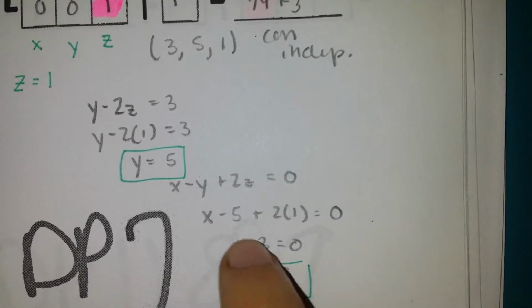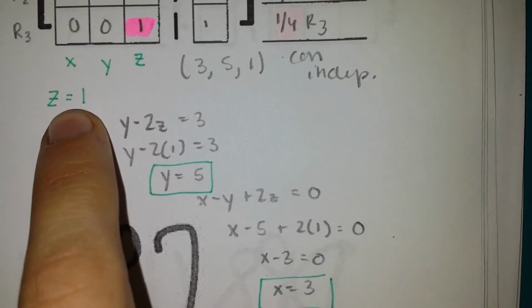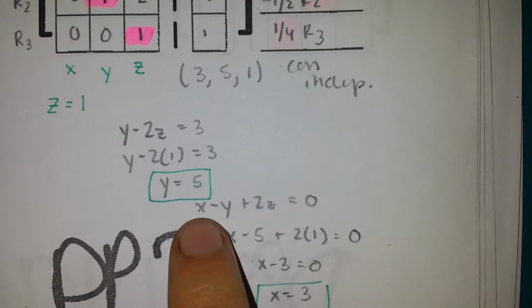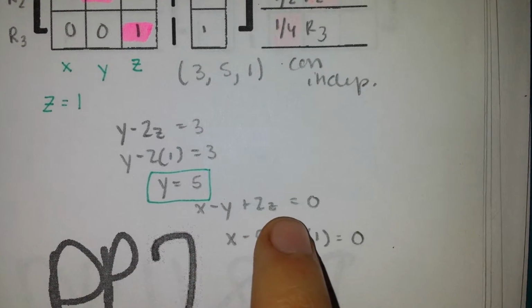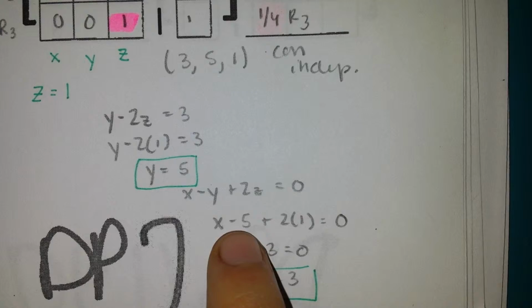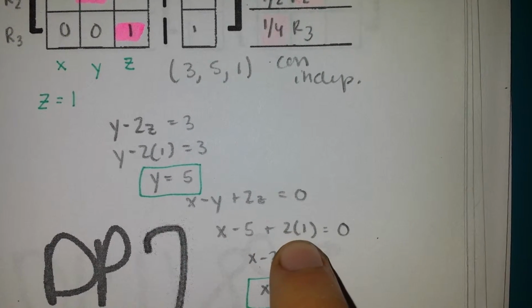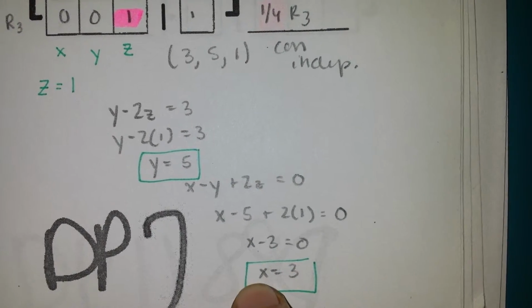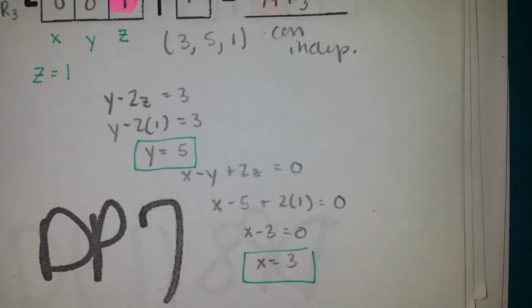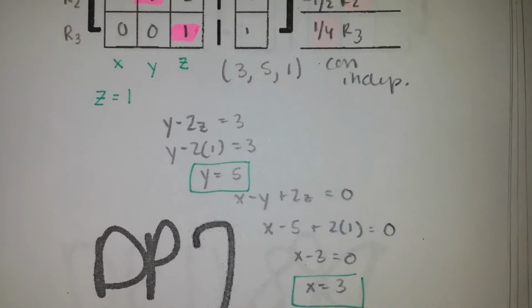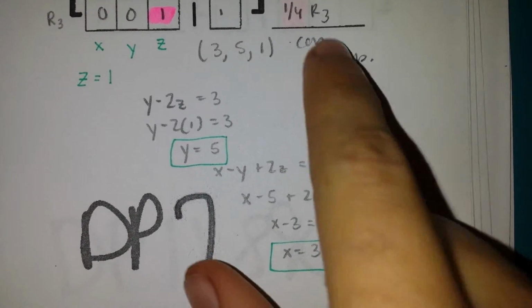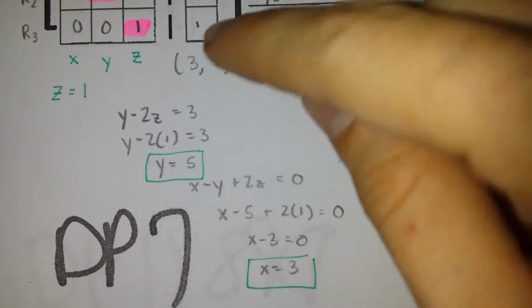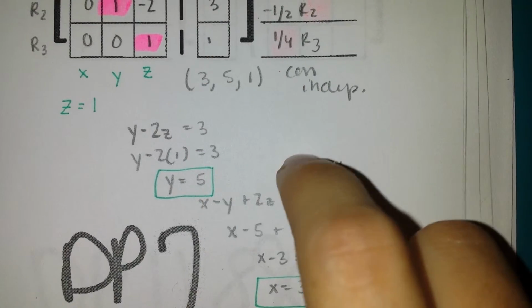And now we're going to find x. And now that we know y and z, we can plug them into the equation. So we got x minus y plus 2z equals 0. X minus 5 plus 2 times 1 equals 0. X minus 3 equals 0. Add 3 to both sides, and x equals 3. And now we have to make sure that we get it in ordered pairs. So we put it in x, y, z form. So we get 3, 5, and 1 as our answer.